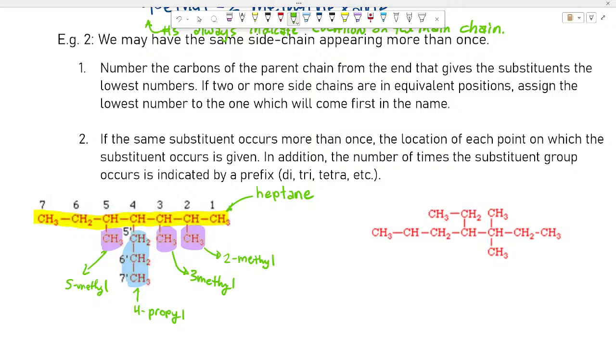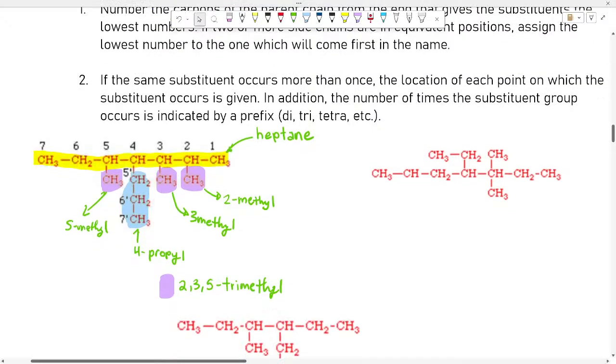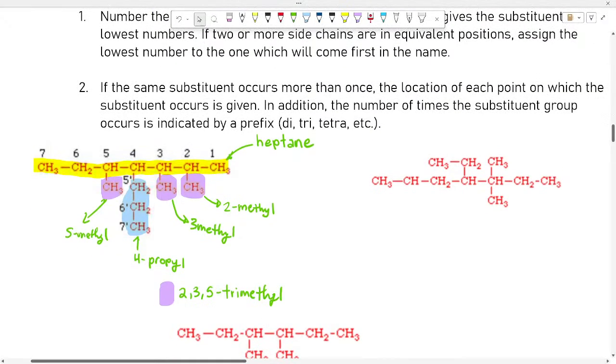So if we want to, we can combine all those, and we can say that this will have a 2, 3, 5 trimethyl. Does that make sense? Again, if you wanted to call this 2-methyl, 3-methyl, 5-methyl, 4-propyl heptane, that wouldn't be wrong, but this is better. It's a lot cleaner.